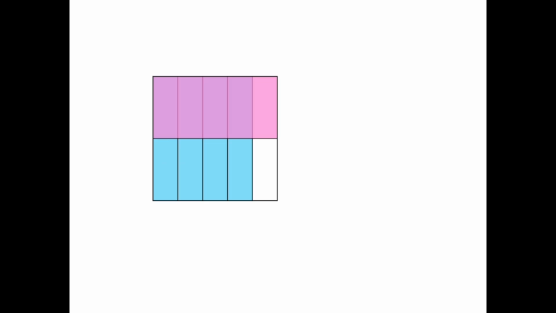Here we have another model. Let's focus on columns first and label. 1, 2, 3, 4, 5. Our first fraction will be out of fifths. Then we have to ask ourselves how many of those fifths are shaded. We have 1, 2, 3, 4. So our numerator is 4.